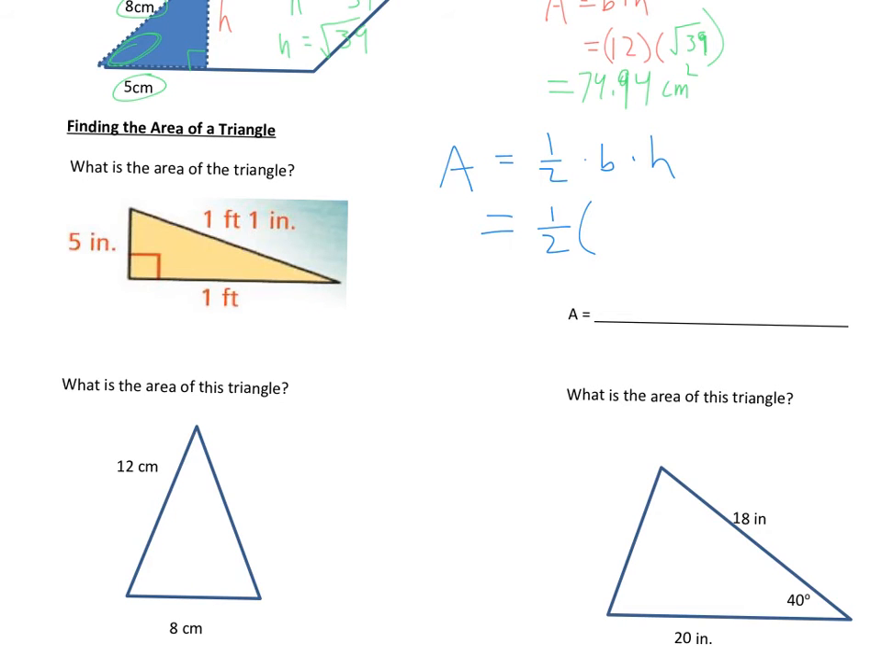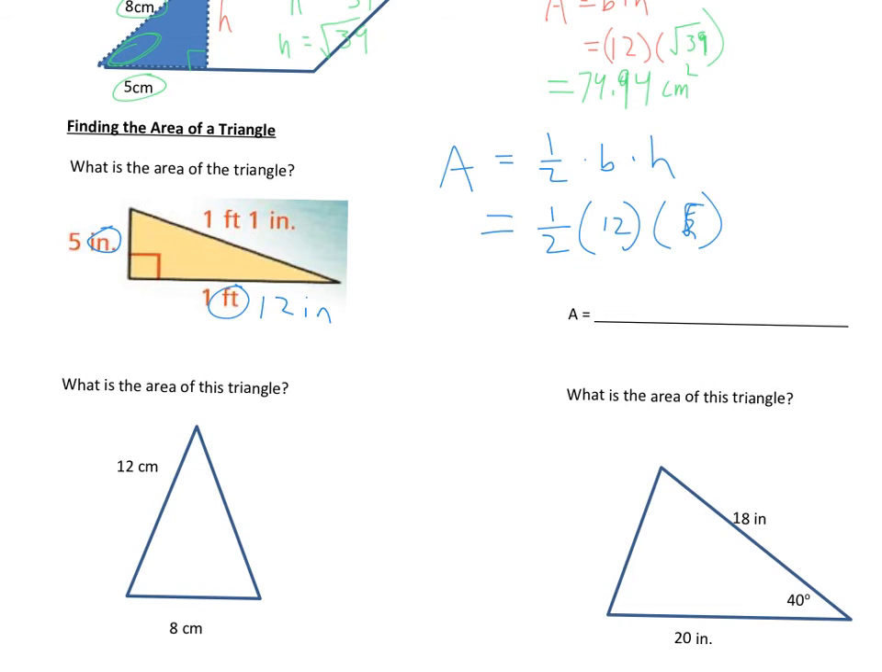In this case, the base is 1 foot. Okay, so I bet a lot of you guys did 5 times 1 and divided by 2, and you said 2.5. We got different units here. So it's a little bit tricky. How many inches is 1 foot? 12 inches. So we got to make sure we're always in the same units. So 1/2, the base is 12, the height is 5.